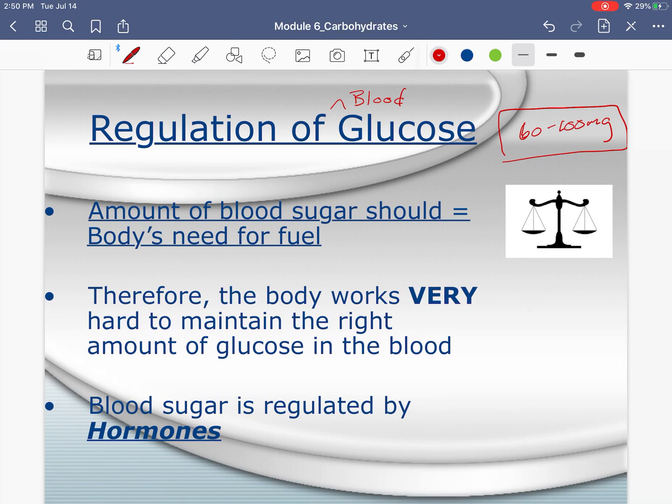On the other hand, what if you just ate a big meal? Well, then your blood sugar is going to spike. So we have to have a means to not let your blood sugar spike too much.